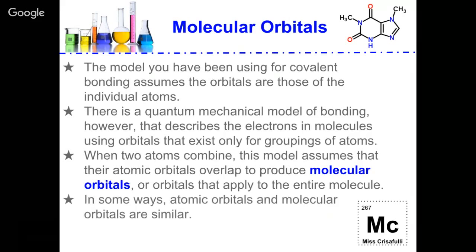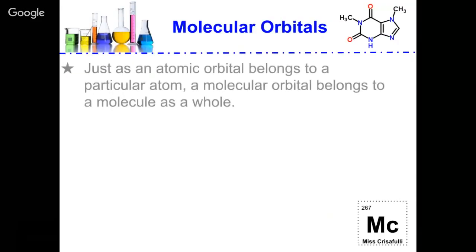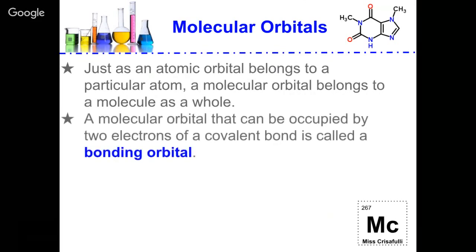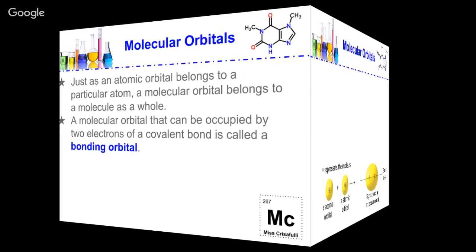In some ways, atomic orbitals and molecular orbitals are similar. Just as an atomic orbital belongs to a particular atom, a molecular orbital belongs to a molecule as a whole. So a molecular orbital that can be occupied by two electrons of a covalent bond is called a bonding orbital.